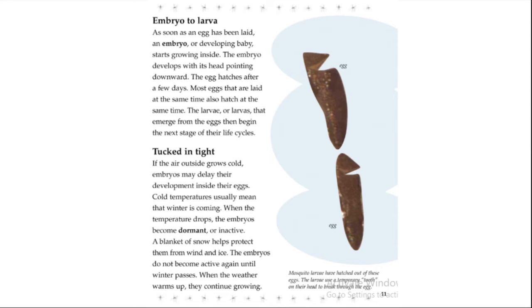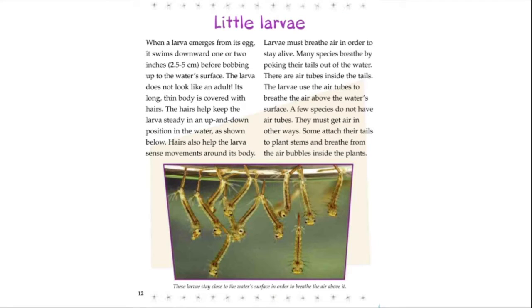Tucked in tight. If the air outside grows cold, embryos may delay their development inside their eggs. Cold temperatures usually mean that winter is coming. When the temperature drops, the embryos become dormant, or inactive. A blanket of snow helps protect them from wind and ice. The embryos do not become active again until winter passes. When the weather warms up, they continue growing.